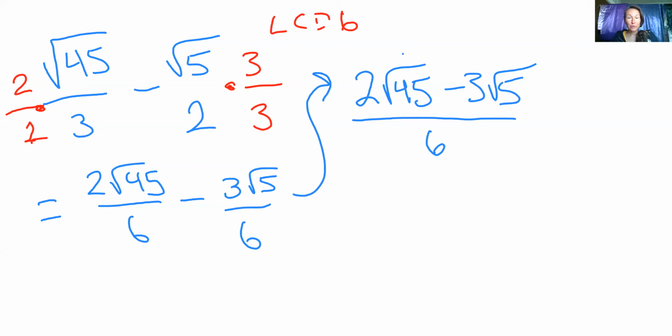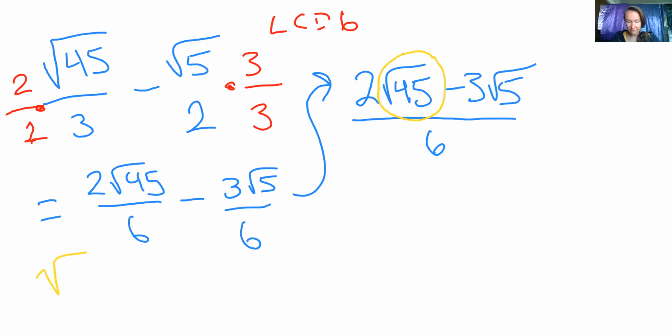So we've got 2 root 45 minus 3 root 5 over. Now we have to see, can we add these two terms that both contain radicals? In order to do that, they need to be like radicals. And it doesn't appear at first that we have like radicals. But this root 45 can be simplified. And so let's just take a look at what root 45 is.